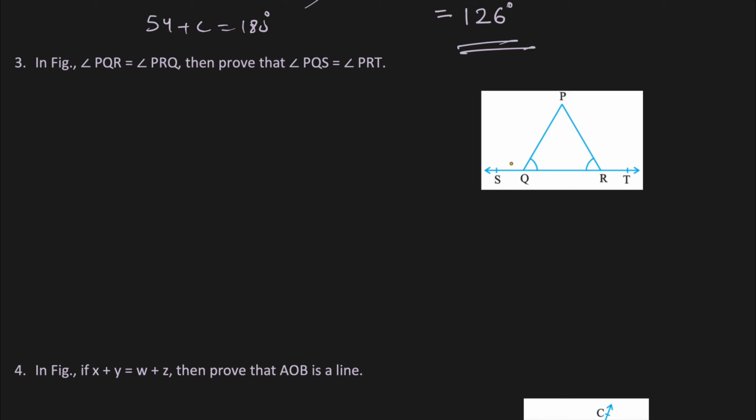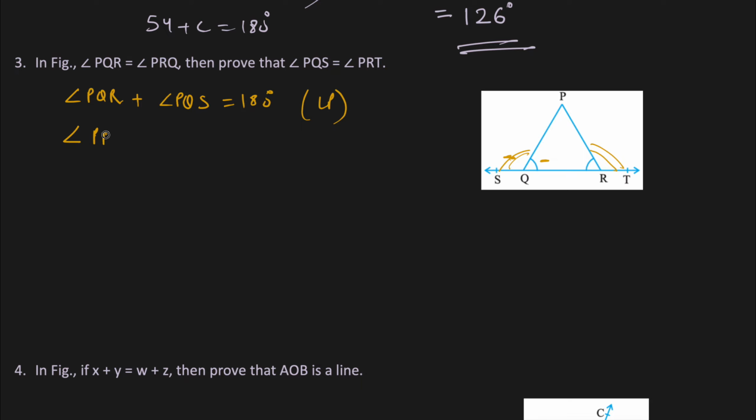Now prove that PQS and PRT, we have to prove that both of these are equal. Okay, again I'm using linear pair here. So what is that? Let's see. Angle PQR plus angle PQS, that's 180 degrees, students. Linear pair. I took this angle and this angle. If you add these two, PQR and PQS, it is 180 degrees, right?